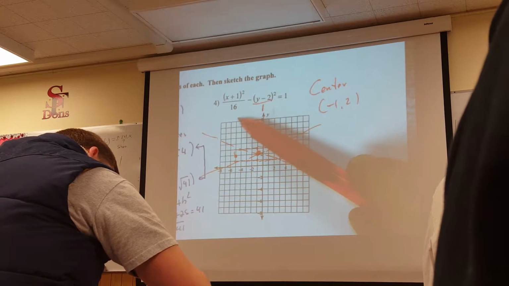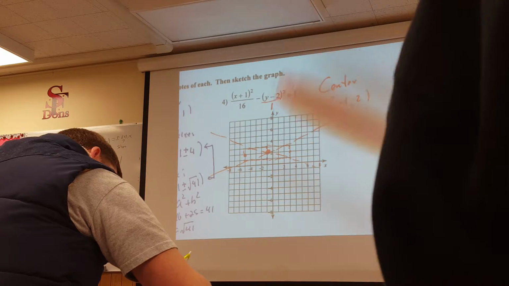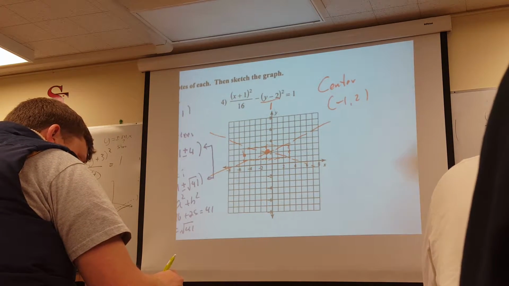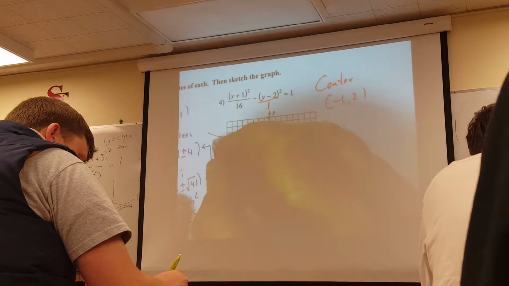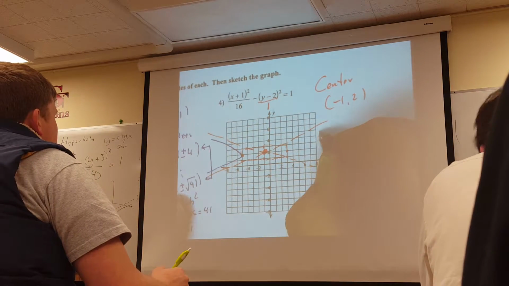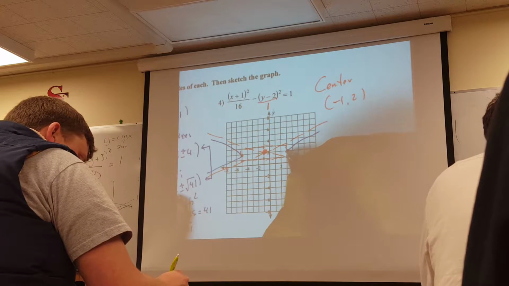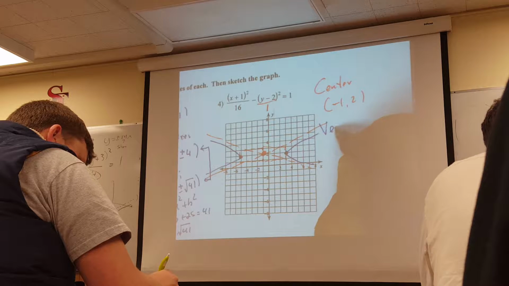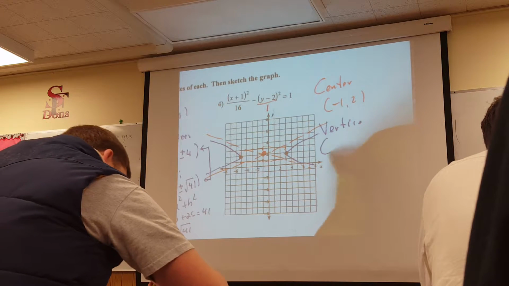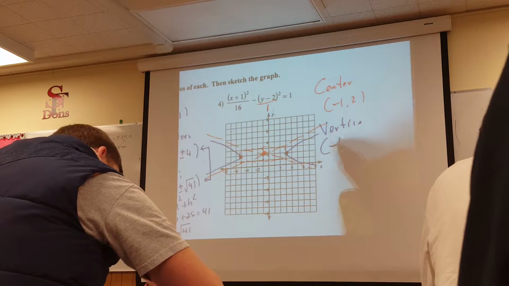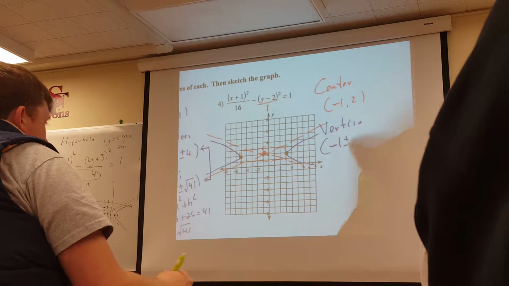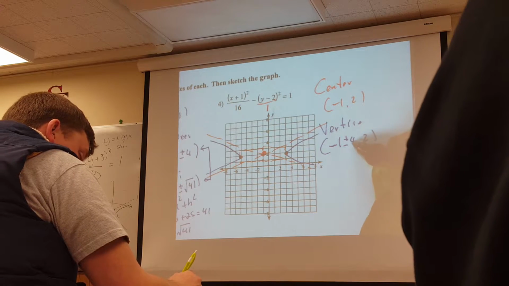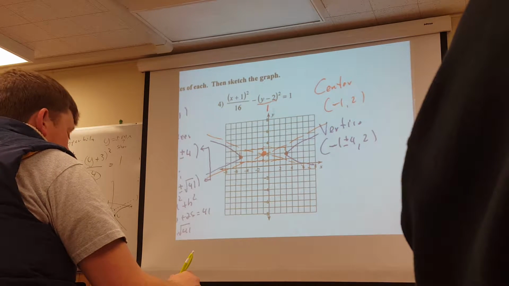Okay, it's the x squared first. Is it going to be top and bottom or left and right? Left and right. So it's here and here. There are your vertices. So we start at the center, negative 1, and you go 4. So we add and subtract 4, comma 2. We didn't go any up, so we just stayed with the 2, and added it to the negative 1.